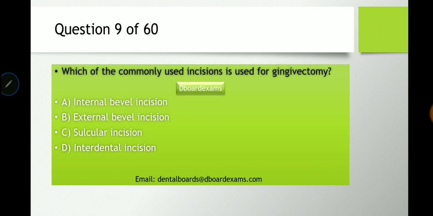Question 9. Which of the commonly used incisions is used for gingivectomy? I know most of you know this, but sometimes it gets tricky when you're under stress, so make sure you review and practice. Is it internal bevel incision, external bevel incision, circular incision, or interdental incision? In this case, it's the external bevel incision.